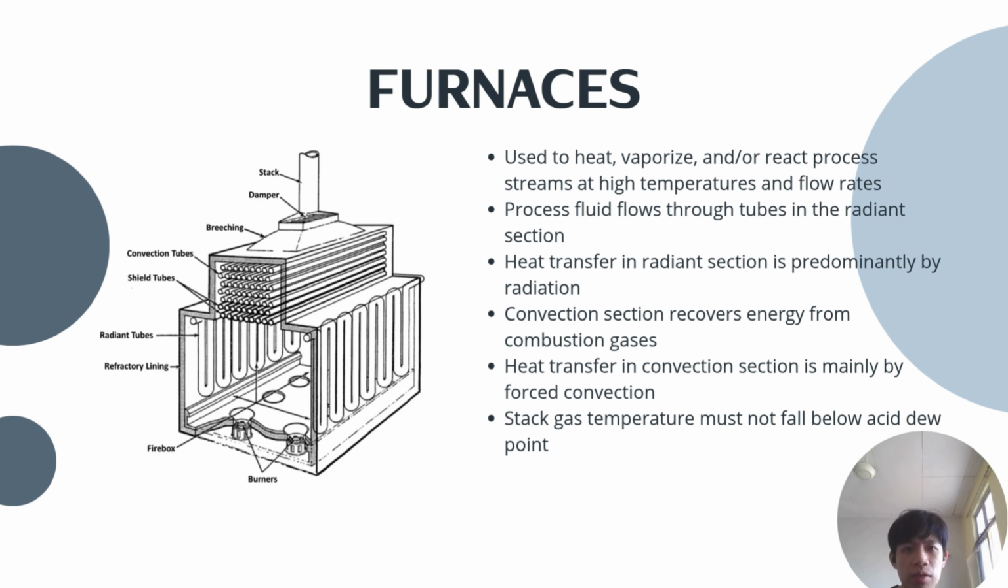Next, we have furnaces. They are used to heat, vaporize, and/or react process streams at high temperatures and flow rates. A process fluid flows through tubes in the radiant section. Heat transfer in the radiant section is predominantly by radiation, while the convection section recovers energy from combustion gases. The heat transfer in the convection section is mainly by forced convection.